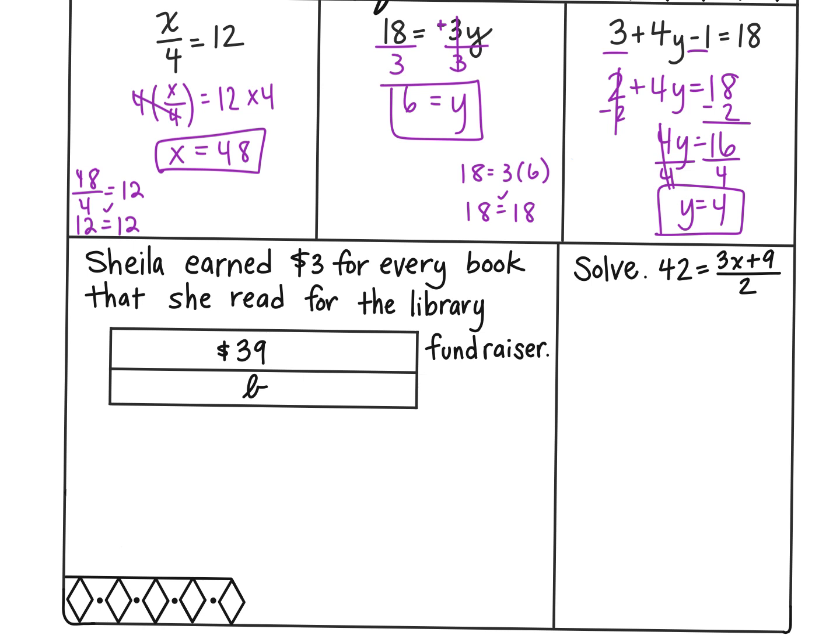Okay. Sheila earned $3 for every book that she read for the library fundraiser. Okay, so what does that mean? That means if she has $39 total, okay, that equals 3 times B. $3 for every book. She got $39 total. So then we want to figure out what B is going to equal. How many books? So we just divide by 3, which leaves me with B. Divide this by 3, which is 13. I knew it. So 13 equals B.